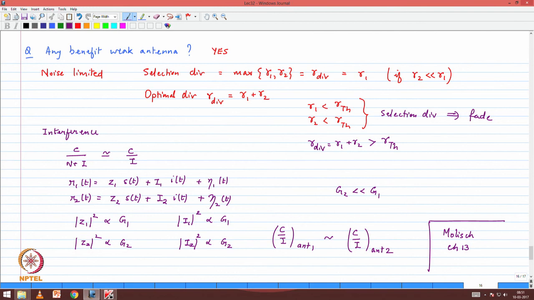So basically, all that we have discussed today is in Molisch chapter 13, and there are corresponding chapters on antenna diversity in Goldsmith and in Rappaport. Please feel free to look at them. Molisch chapter 13 will give you a good framework for what we have discussed today.